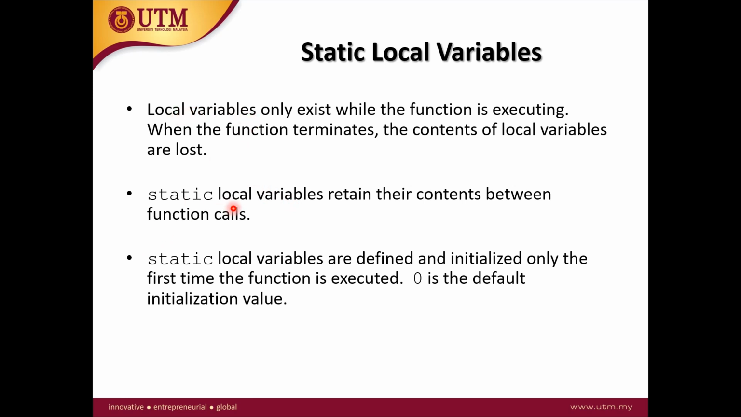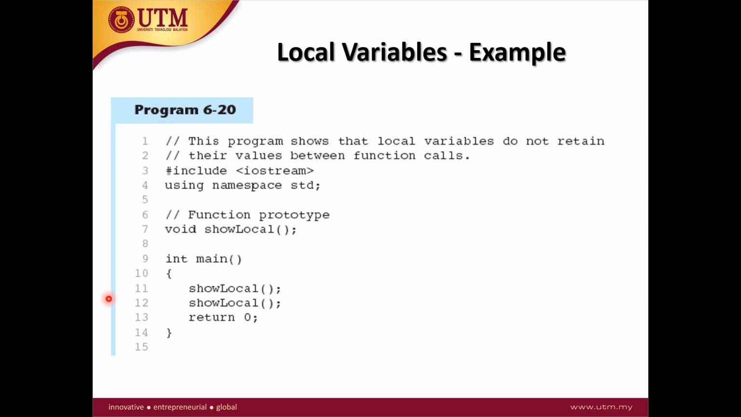The static local variables are defined and initialized only the first time the function is executed. So 0 is going to be the default initialization value if you don't give them any value. Only one time you are going to give them a value. So this is a very good example to understand the local variables.